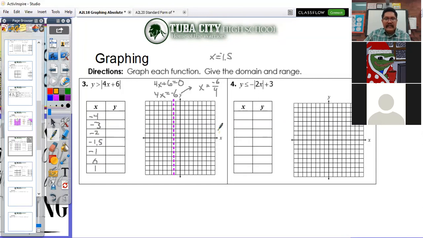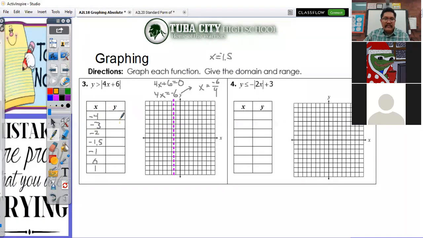All right, let's start filling out this side of the table. So negative 4, oh boy. Negative 4 times 4 is negative 16, plus 6. And in that case, you would get negative 10.